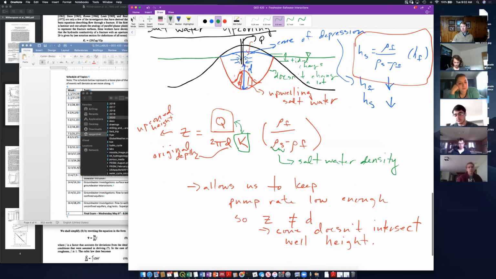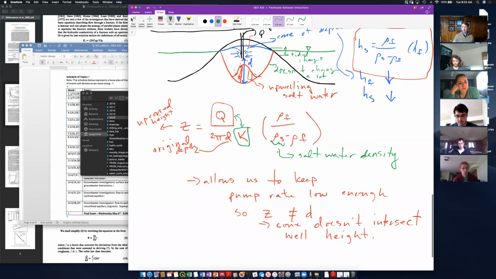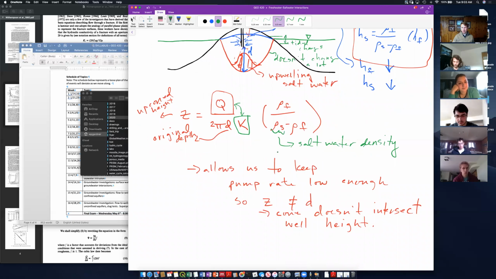So for our critical conditions, there's a very similar ratio of densities. And there we used rho sub S again, but it was the sediment density there.